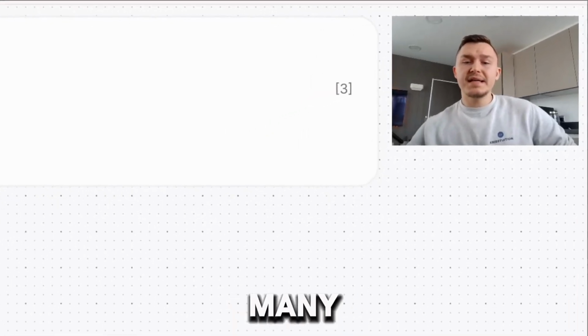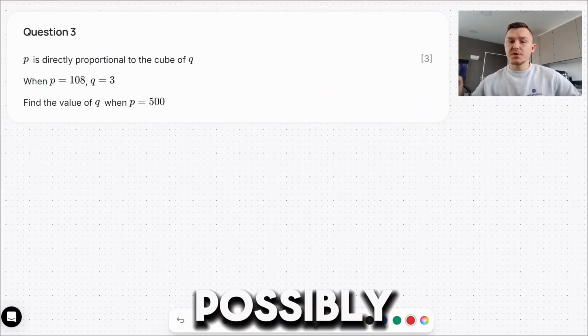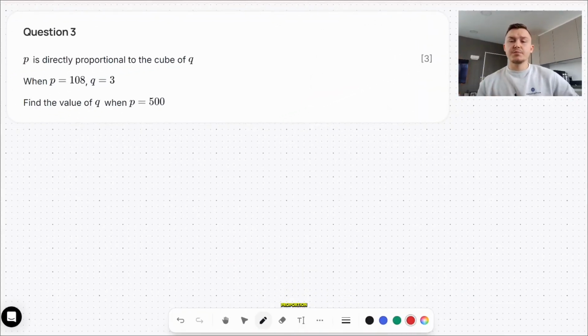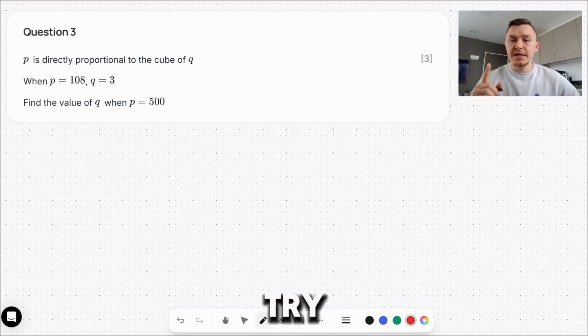Let's go through as many paper 1 maths topics as we possibly can. This one's direct and inverse proportion. Drop down any topic requests and I'll try and get through them today.